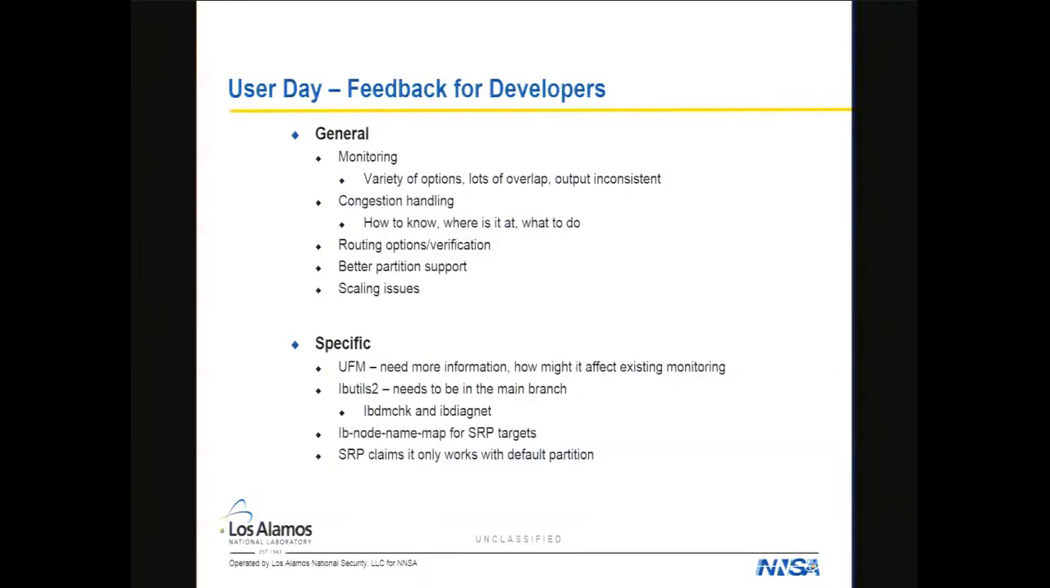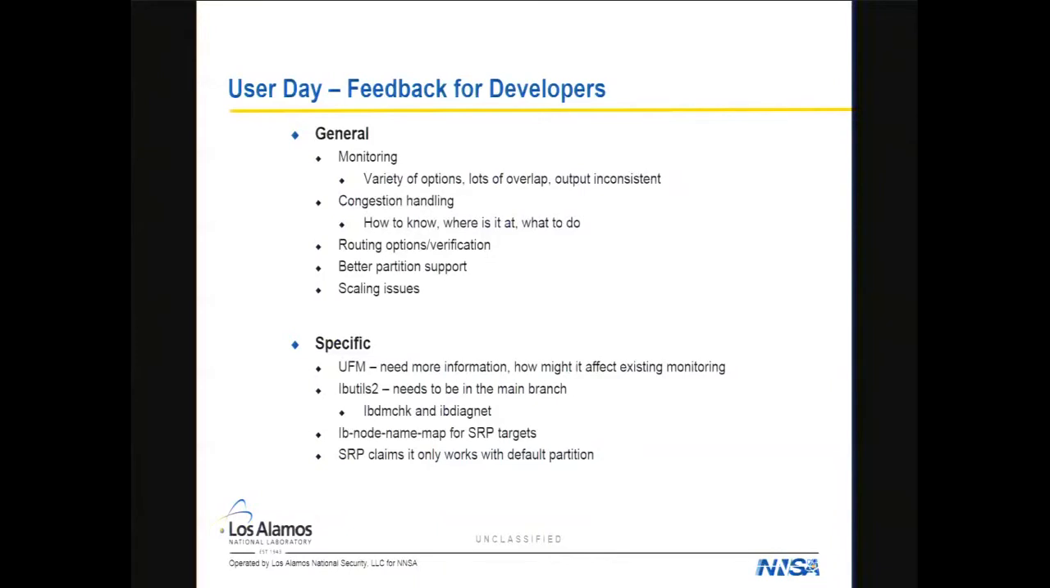The more specific issues that I wrote down, and I don't know if there were others: as far as UFM, people wanted more information, and they wanted to know how that might work with existing monitoring and how that would overlap. IB Utils 2, maybe everyone here knows this, but it was made clear to us that IB Utils is kind of obsolete or defunct. It's not being supported. And some of the tools in that package, people in the room were still using. IBDM Check and IB DiagNet, I think, were the two mentioned. But IB Utils 2 apparently is supporting some of those things. So there was concern that it should be in the main branch and it should be accessible. So that was another comment.